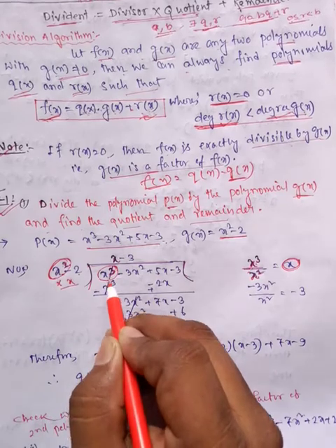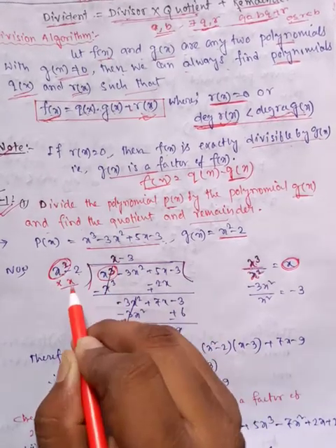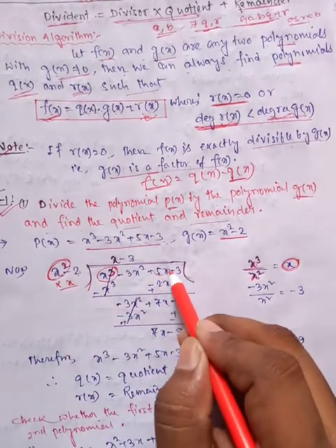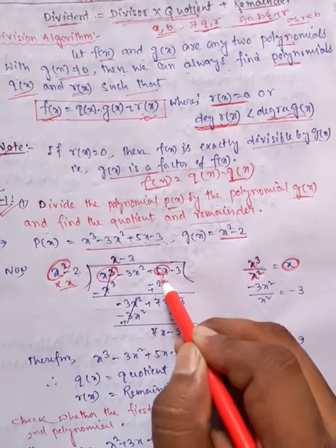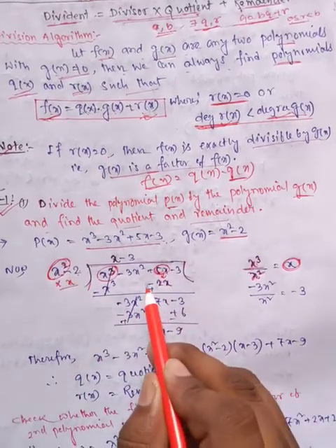So I have written here x cube under the x cube term. And now if you multiply 2 into x, it is 2x. Where is the x term? Here is the x term, that's why I have written here 2x. Now it is minus, so minus 2x.